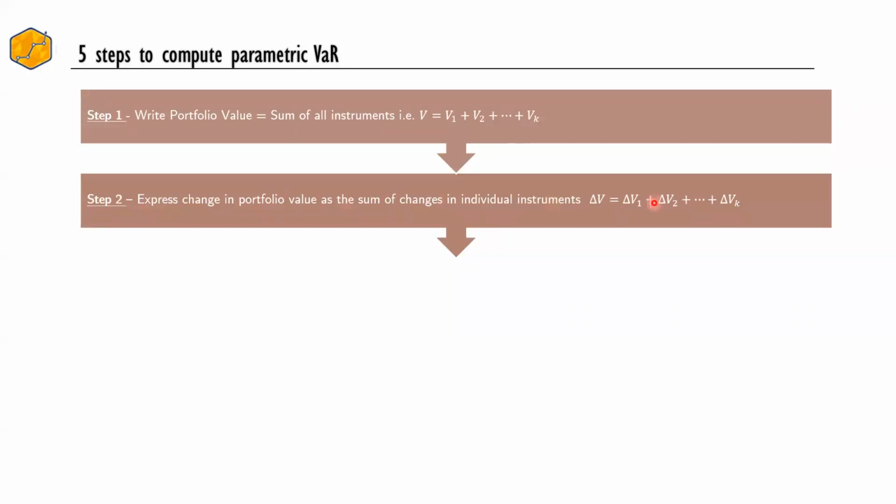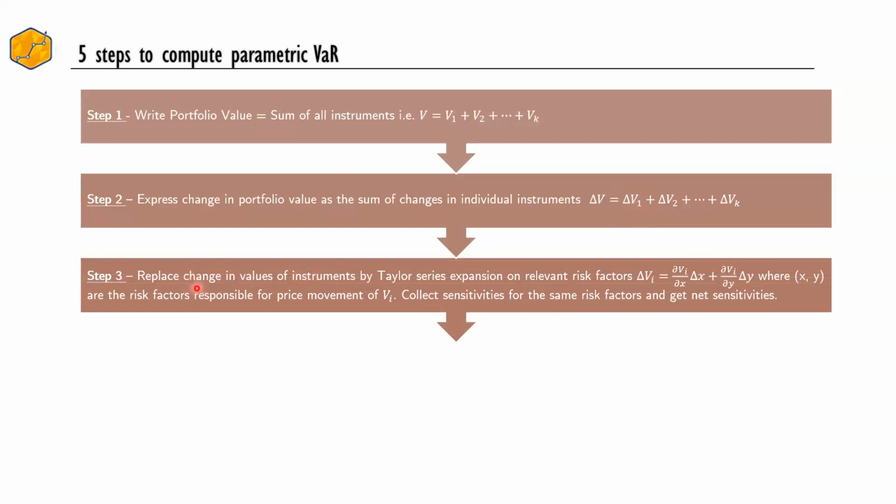Step 3: we know that an instrument is actually a function of several input variables. We don't call those input variables. In risk management, we call those risk factors. In an option, we had S, the underlier, and sigma as the main risk factors. Correct? So this change in value of the instrument, you can expand using Taylor series. Each one of these, expand using Taylor series. That's the third step.